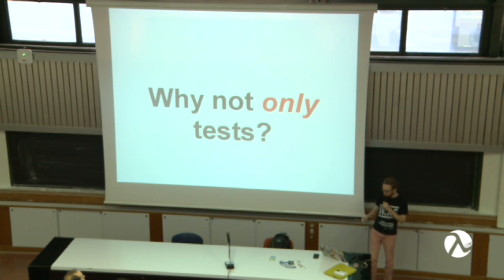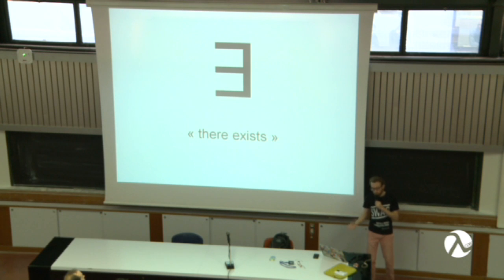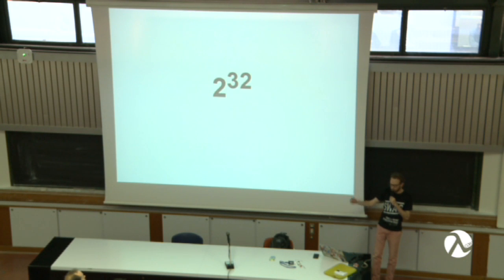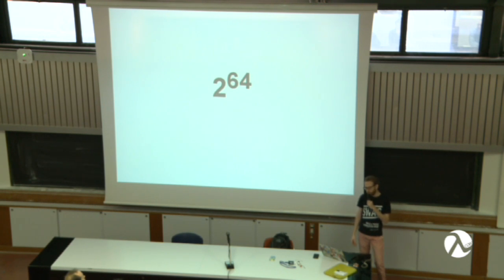And there is a very simple reason for that: with tests, you only get answers for very specific cases. So you have to think of these cases yourself, and then you verify they work, but you don't have any exhaustivity. For instance, let's say you want to test this simple function. It takes an integer, and it returns an integer. The number of test cases you have to write on 32-bit systems is this. More recent systems, that. It's quite a big number of tests to write.